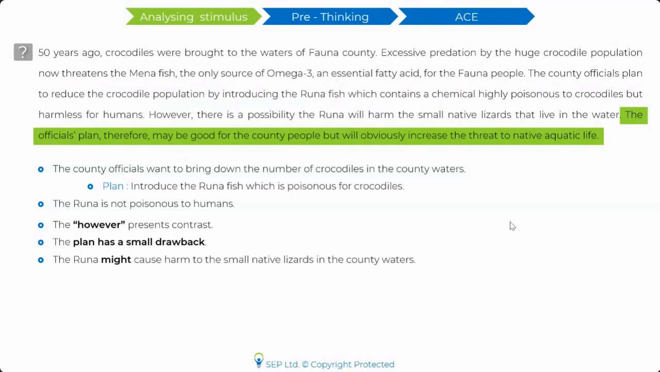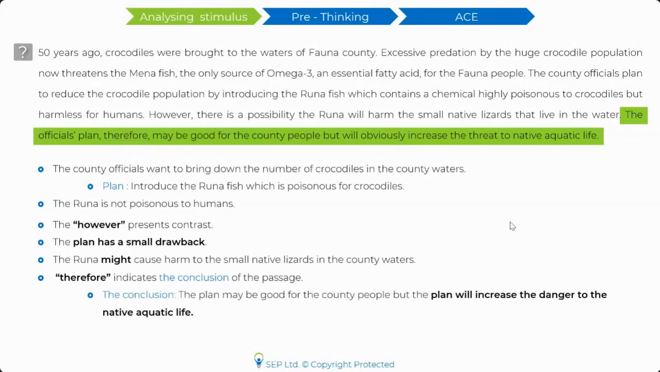Okay. So increase the threat to native aquatic life. That means that another outcome of the plan will be that there will be more threat to the native aquatic life. And what is the native aquatic life we know of? There is the small native lizard, and then there is the mena fish. But clearly, if it may be good for the county people, we can infer that the mena fish will not be harmed, right? So what do we have here? We have a conclusion, and the conclusion is the plan may be good for county people, but the plan will increase the danger to the native aquatic life.